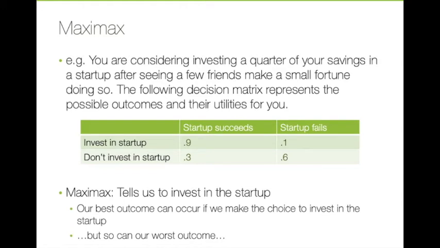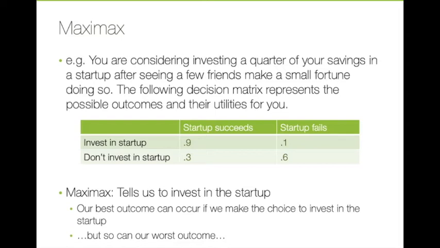So if you invest and the startup succeeds, you'll be happy making a lot of money from your investment. So we'll give that a utility of 0.9. But if it fails, you'll be quite miserable from losing a substantial portion of your savings. So let's say the utility of that outcome is 0.1. Now, if you don't invest in the startup and it succeeds, you'll feel a little bit of regret. Let's give that a utility of 0.3. And if you don't invest and the startup fails, you'll get some relief. That can have a utility of 0.6.